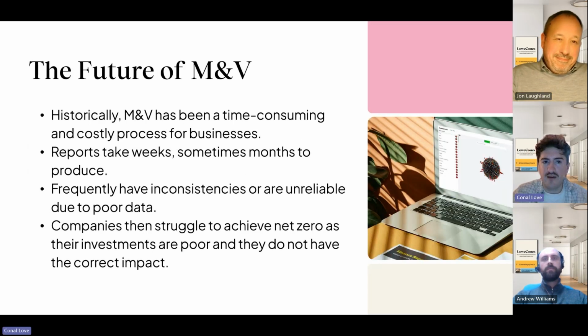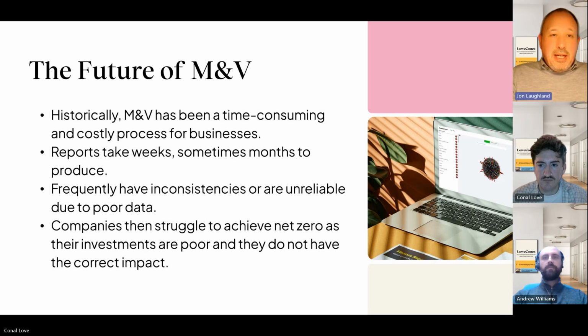Could you really talk around the future of M&V? We've said things are time consuming and a costly process. How is that changing because of the platform that LoConX produces? So historically, it has been a very manual driven process with lots of spreadsheets, lots of data scientists looking over it, bringing all that together into a process for the business, which can take weeks, if not months, to produce.